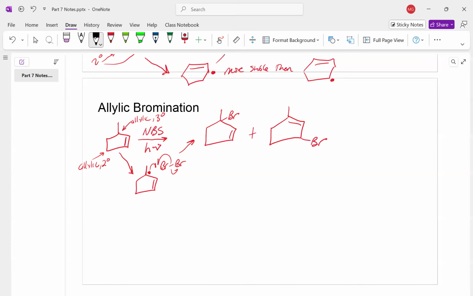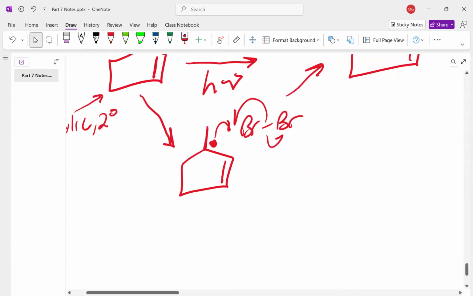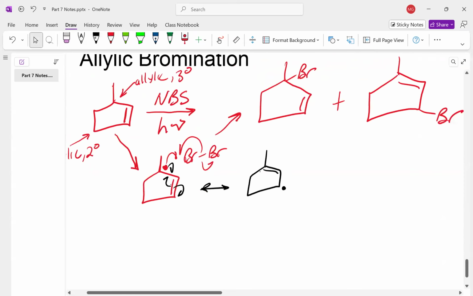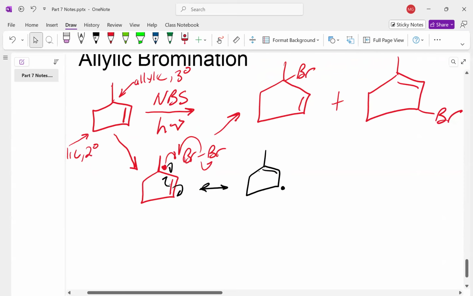Well, let's go back to our intermediate here. Any thoughts about how we could get that to move? Well, let's move it through resonance. Notice what happens now. Through resonance, we get this new radical. And if you look at where that radical is, that's where the bromine is going to end up.